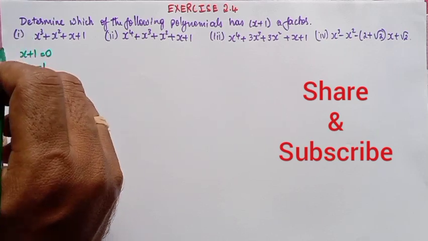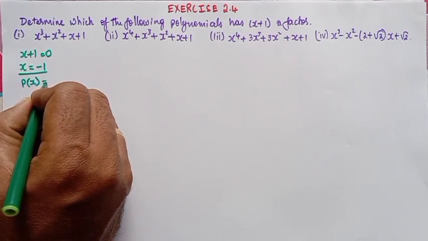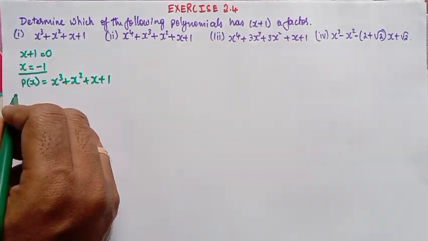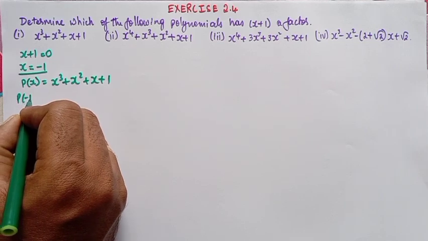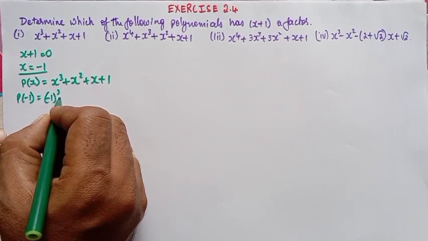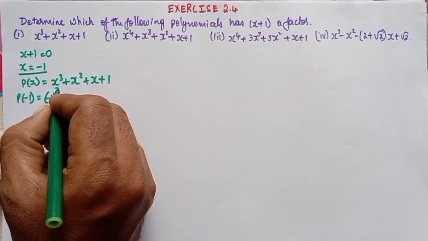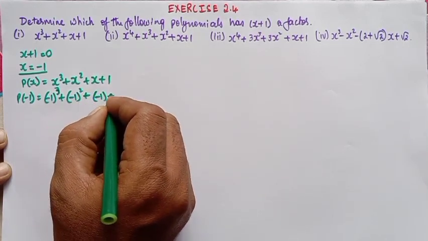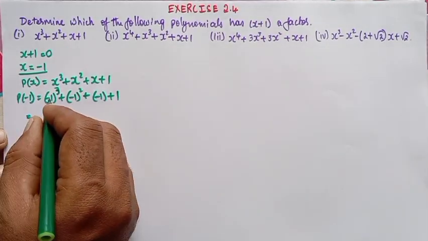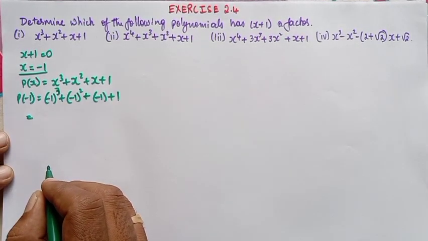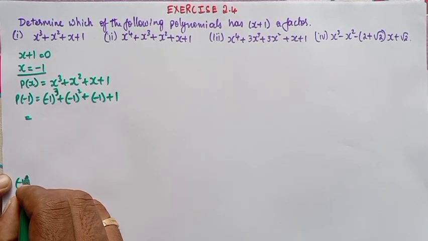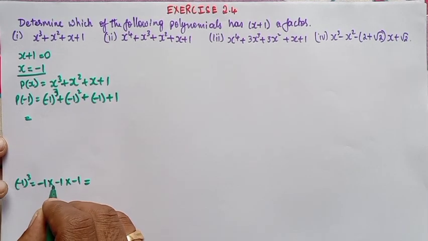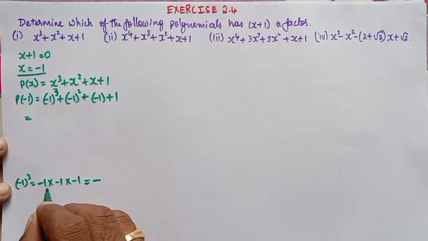By substituting this in the given equation, p of x is equal to x cubed plus x square plus x plus 1, that is p of minus 1 is equal to minus 1 whole cube plus minus 1 whole square plus minus 1 plus 1. Minus 1 whole cube can be written as minus 1 into minus 1 into minus 1. So minus into minus is plus, plus into minus is minus, so it is minus 1.